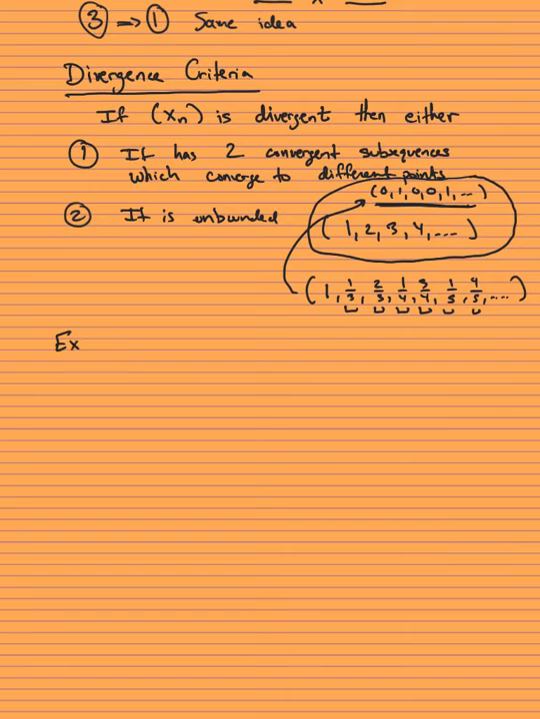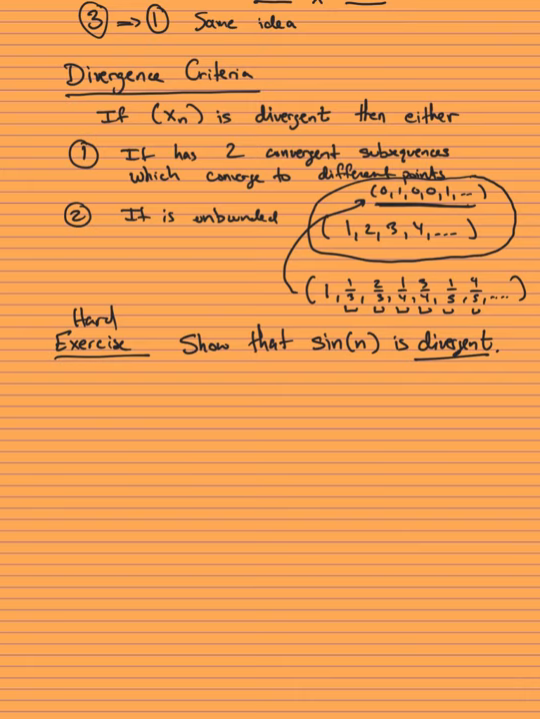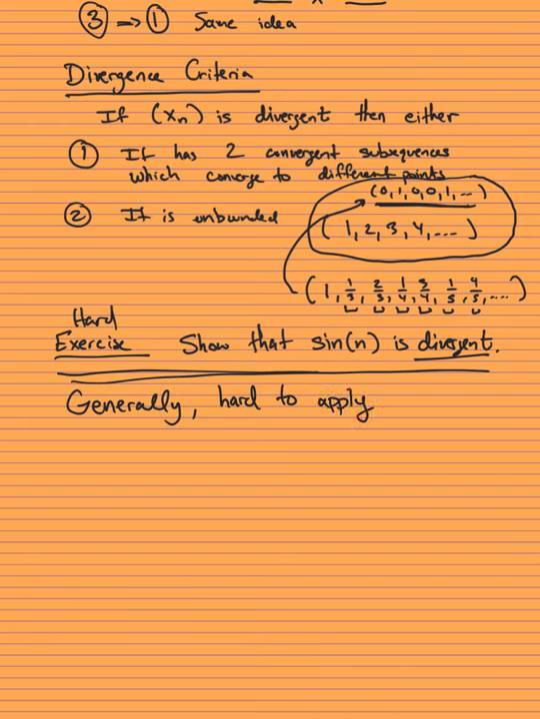Okay, so let me give you an exercise, which is kind of a hard exercise. Show that sine of n is divergent, okay, using this criterion. So this turns out to be tricky, but in general you should think that this is a great criterion, but it's hard to apply, okay? Because you have to find the subsequences.